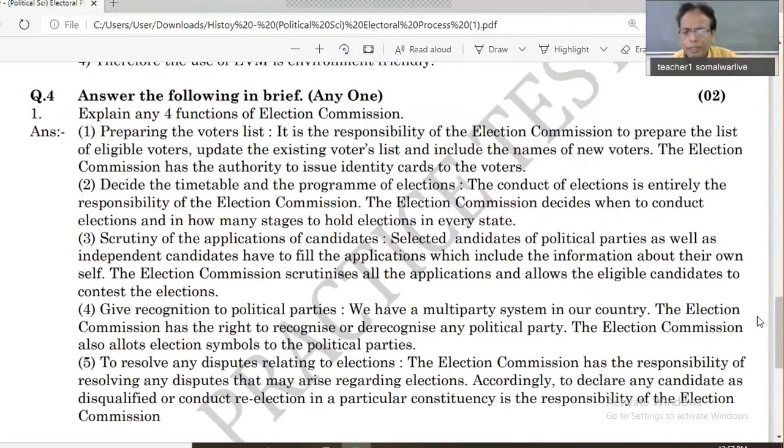Like that, the fourth point, give recognition to political parties. This is the subheading, and the explanatory part is: we have a multi-party system in our country. The election commission has the right to recognize or de-recognize any political party. The election commission also allots election symbols to the political parties. And the last one, to resolve any dispute relating to election. The election commission has the responsibility of resolving any disputes that may arise regarding elections. Accordingly, to declare any candidate as disqualified or conduct re-election in particular constituencies is the responsibility of the election commission.